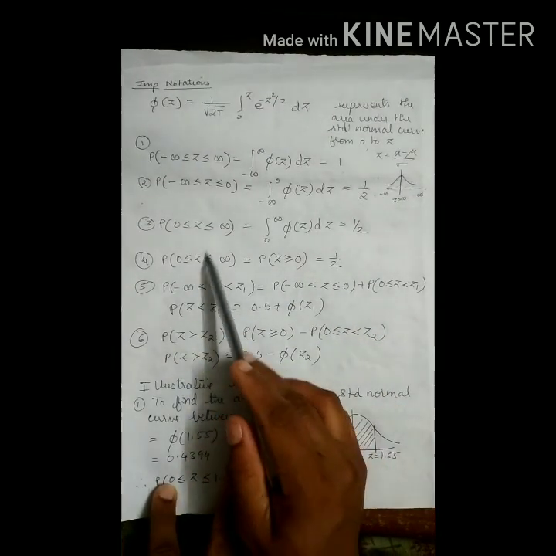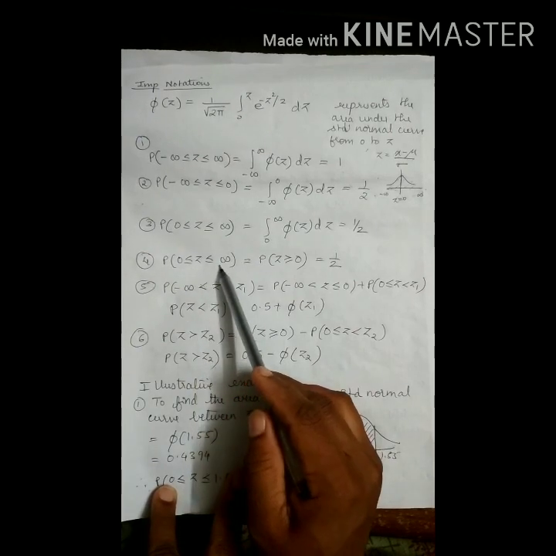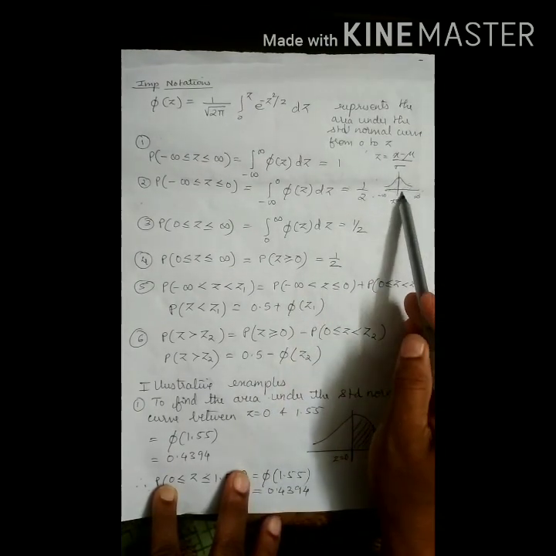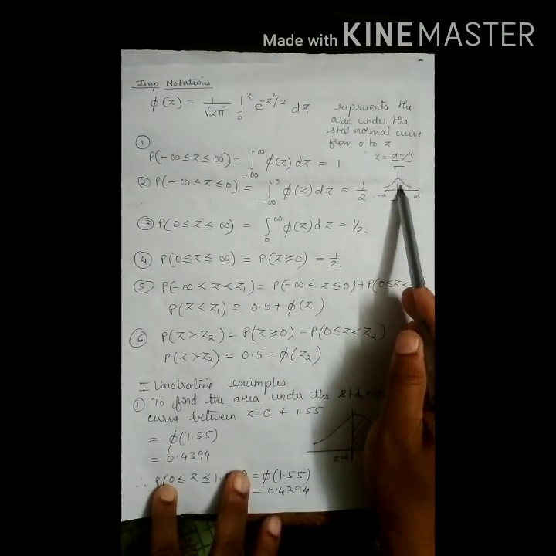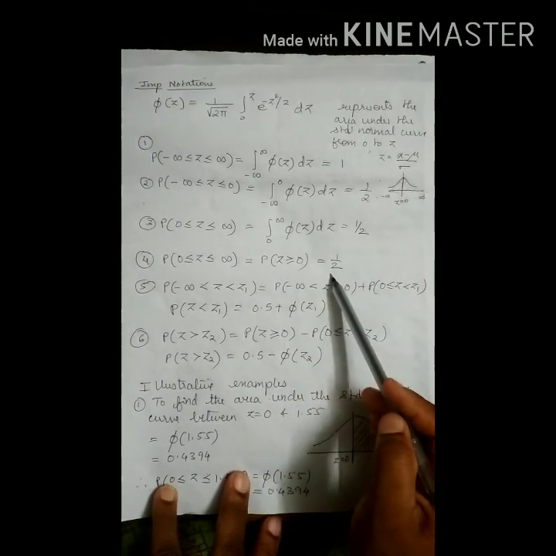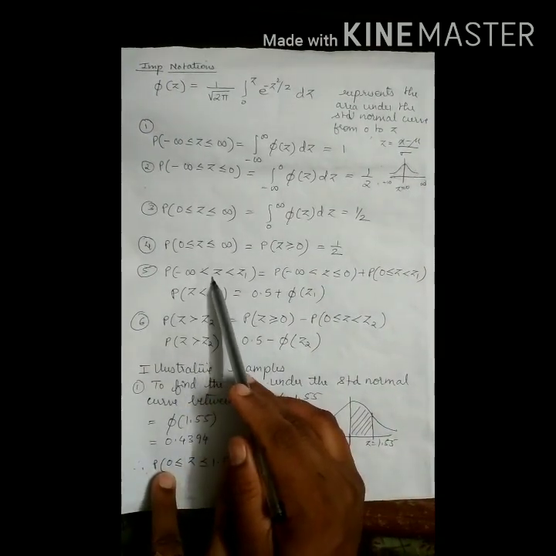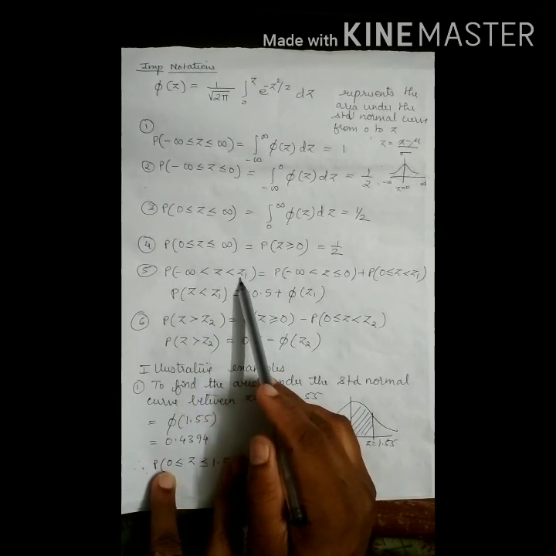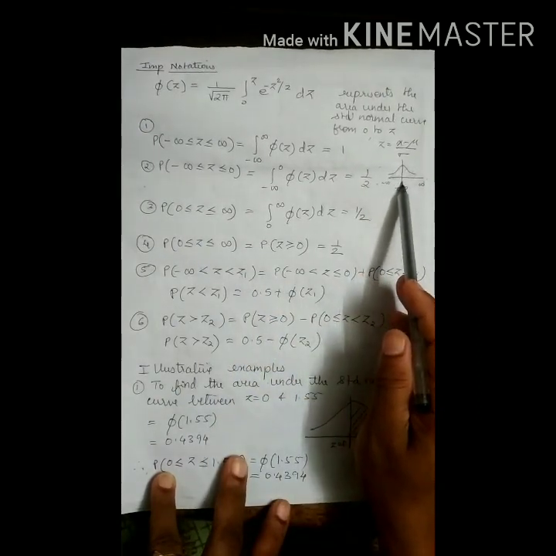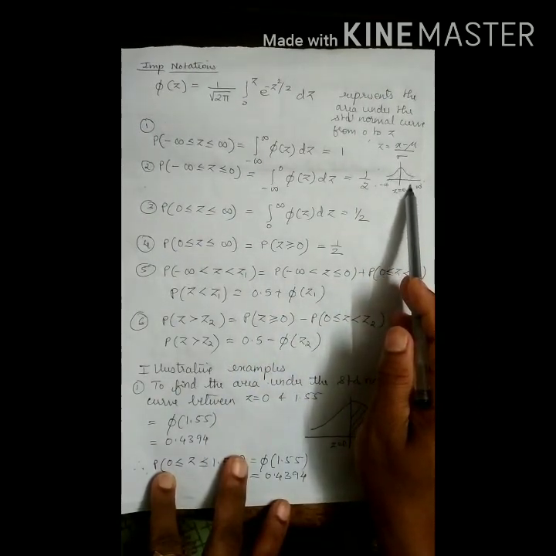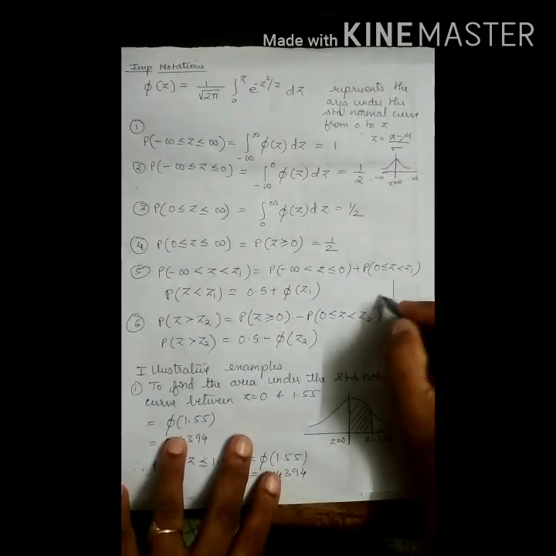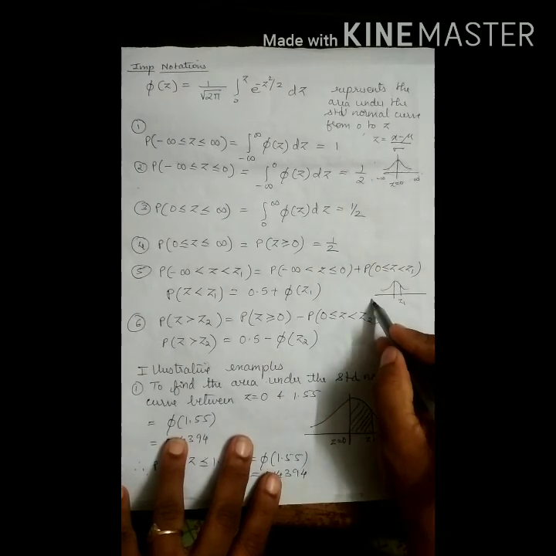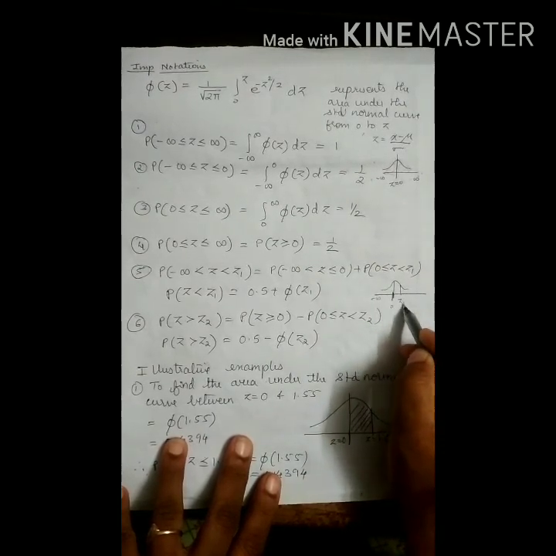This, whatever I have written above in the notation, P of 0 less than z less than or equal to infinity, can also be denoted as z greater than or equal to 0, meaning from here onward, it is 1 by 2. Next, P of minus infinity less than z less than z1. What does this mean? Minus infinity less than z1 means you have to take from minus infinity to 0, and 0 to z1, somewhere here. If I draw the figure for this, it will be like this. Suppose I take this as z1, it means from minus infinity to 0 and 0 to z1.